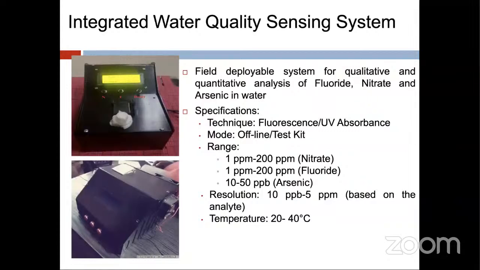Then water quality sensing system. Again, this is a small system. We can use this for nitrate, fluoride, arsenic sensing. This is a portable device. Only 1 or 2 ml of water is required. You put it in the device and some reading will come. It will tell whether this water has fluoride, nitrate or arsenic. All these heavy metals deteriorate your health.